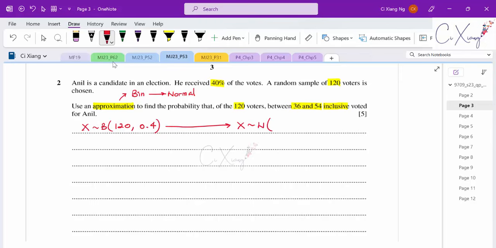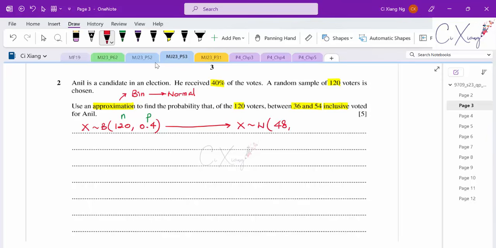So to get the parameters of the normal distribution, the first value should be the mean. How can we calculate the mean from binomial distribution? To calculate the mean, I take n multiplied by p to get the mean for binomial. So for the first value in the normal distribution, I also need the mean. So the mean is 120 multiplied by 0.4. From here I have the mean, which is 48.